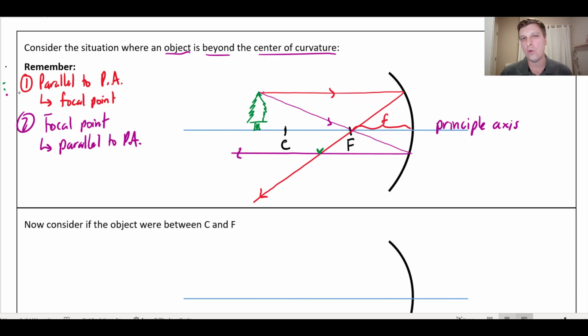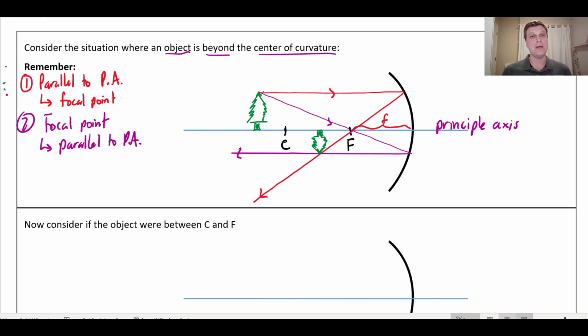Now, I could do this whole process all over again for the bottom of the tree, but I cheated a little bit, or at least I was smart about it, where I put the bottom of the tree right on the principal axis, which means any ray that comes off the bottom of the tree is going to strike the mirror and bounce straight back, which means the bottom of the image is going to be right here, also on the principal axis. Well, I can see where the top of the tree is and where the bottom of the tree is, so I just need to fill in the blanks, okay? And so this is what my image is going to look like.